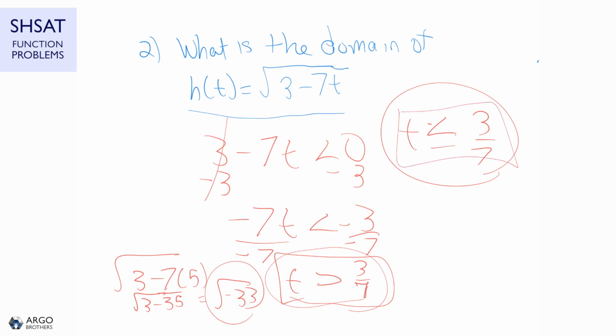And now here we can find a number less than 3 over 7. So let's try 0. If we plug in 0 for t, we get the square root of 3, so it works. So the domain is t is less than or equal to 3 over 7.